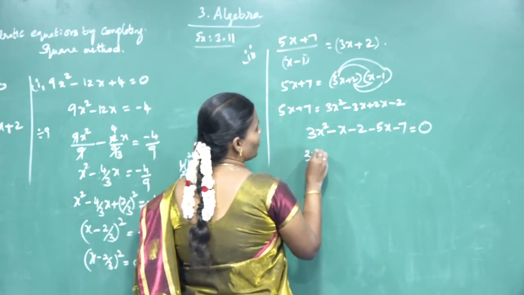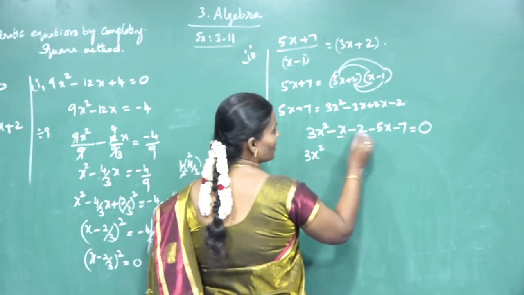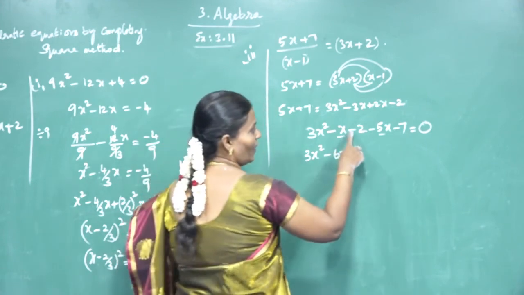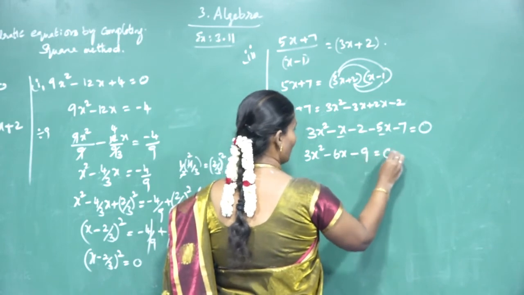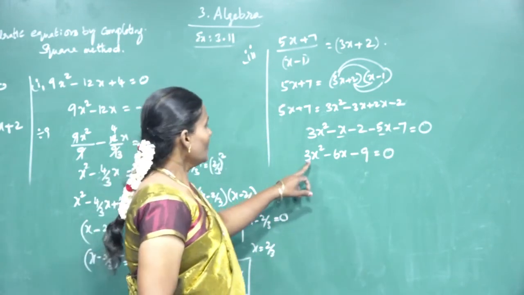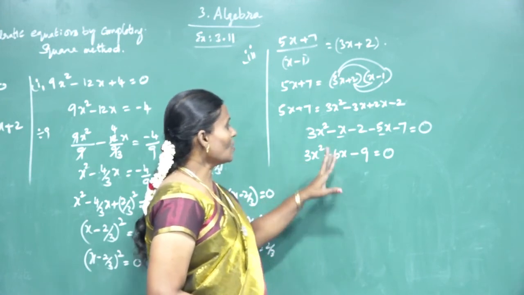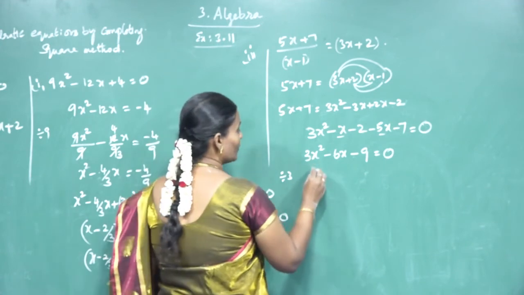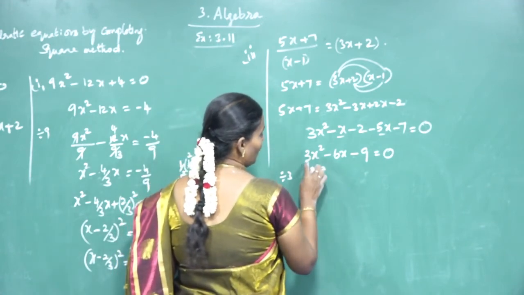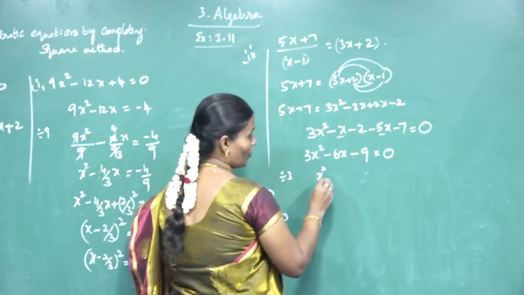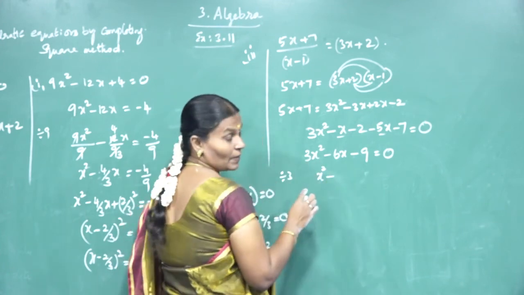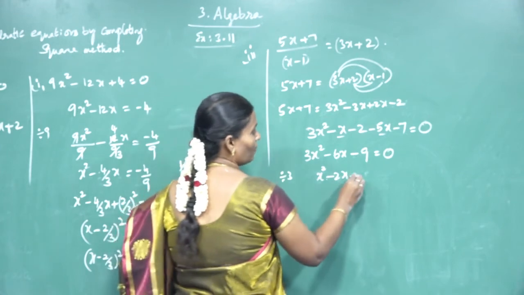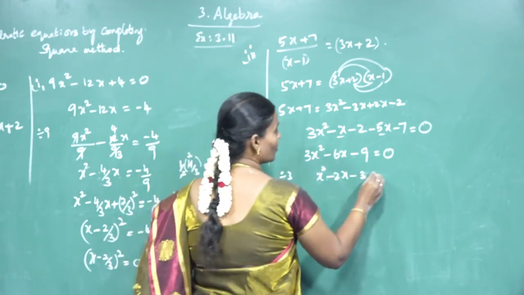Okay. So 3x square, the x square term. Now see x terms: here minus x minus 5x, that is minus 6x. Then minus 2 minus 7 is minus 9. This is equal to 0. Okay. So here in all terms, 3 is the common factor, isn't it? So you divide by 3. So what comes up? 3x square means 3 by 3 is 1, so x square. Minus 6x divided by 3, 2 comes, so minus 2x. Minus 9 by 3, 3 threes are 9, so minus 3. This is equal to 0.